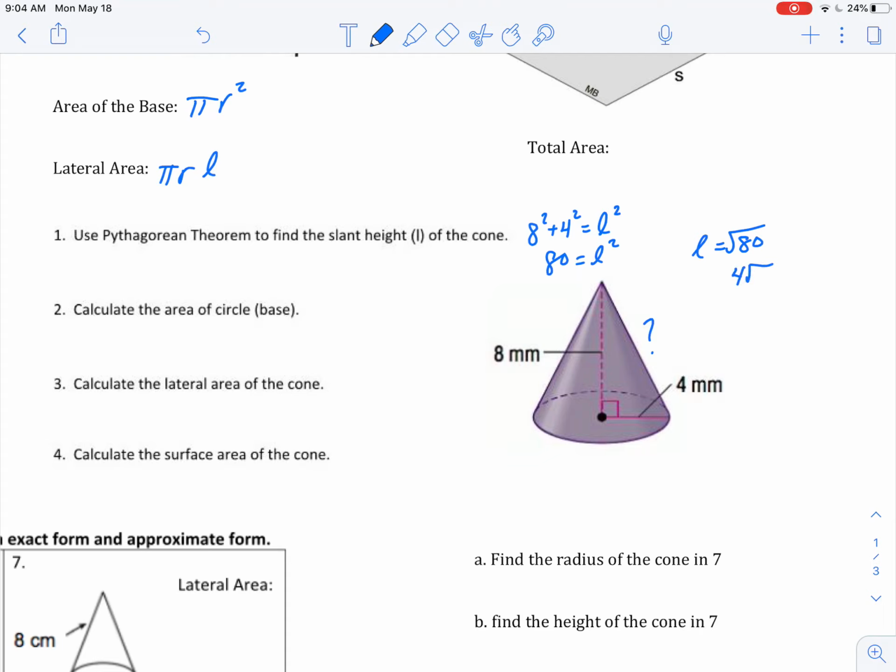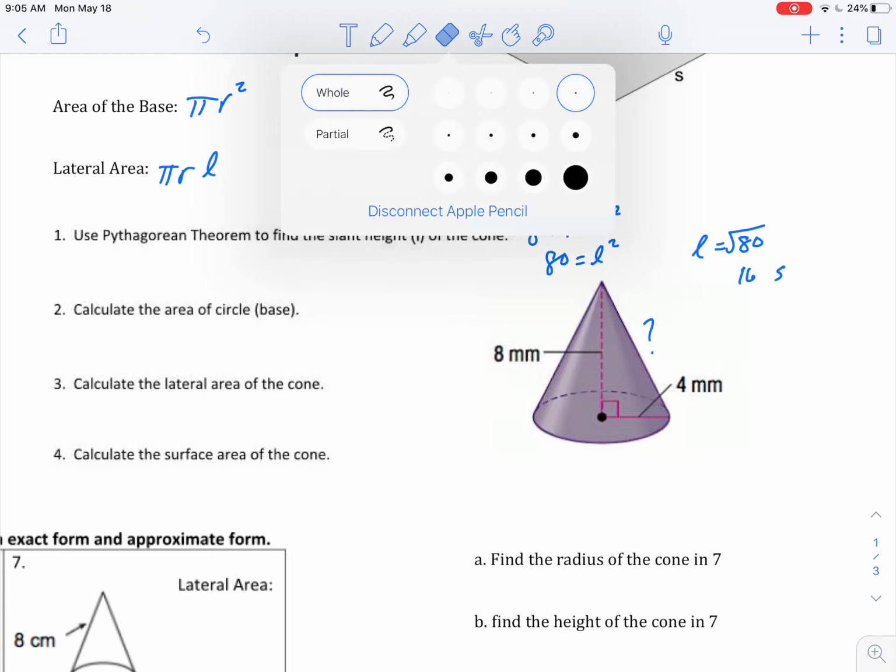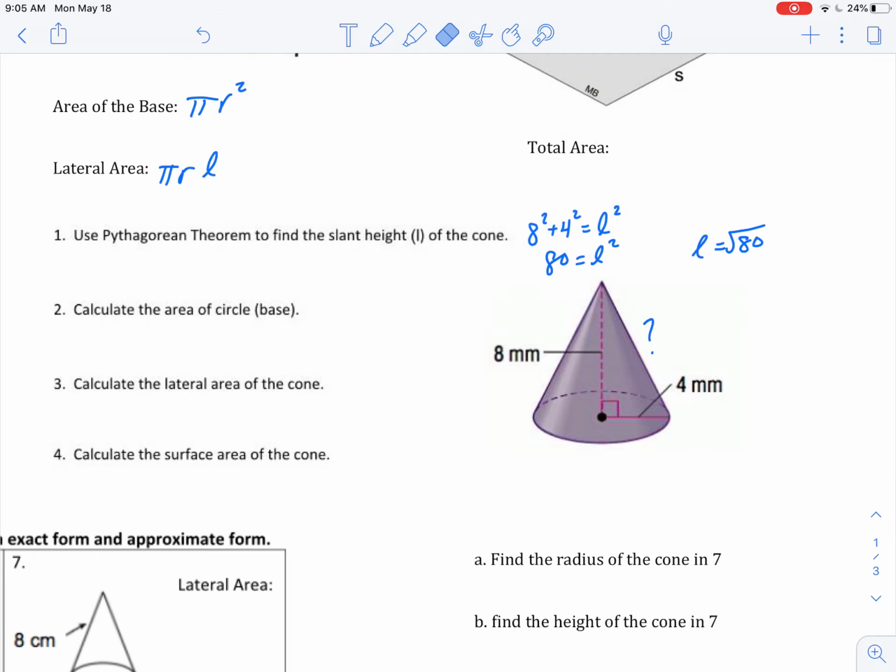Or not 4 root 5. Let's see, 80 is 16 times 5, so it is 4 root 5.